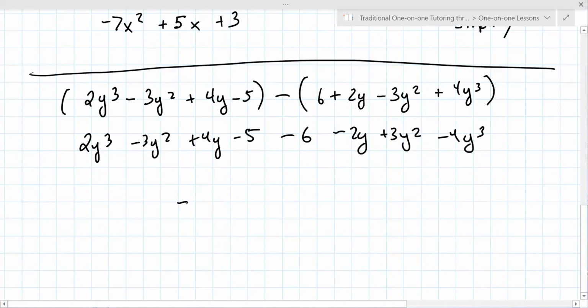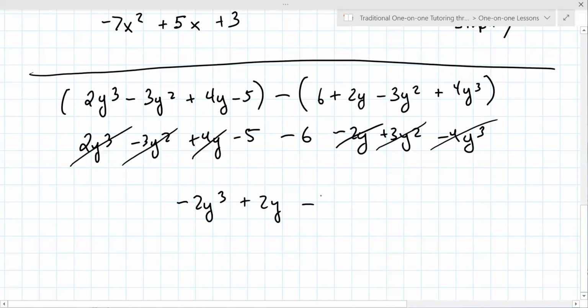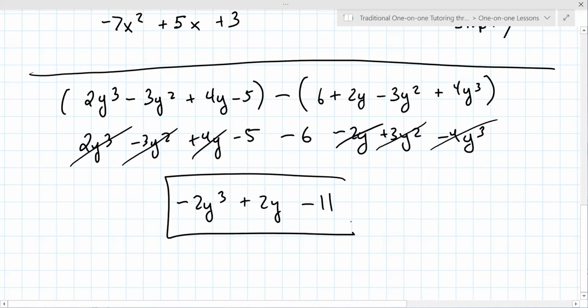So here's the final answer, minus 2y cubed. And notice I'm going to cross these out as I do them. Minus 3y squared and 3y squared, they cancel out. 4y and minus 2y becomes plus 2y, minus 11. Is this what you got? Minus 2. Yep, that's what I got. Okay, exactly this, right? Exactly that. All right, so you're well on your way here.